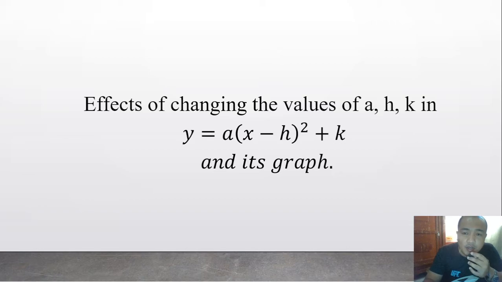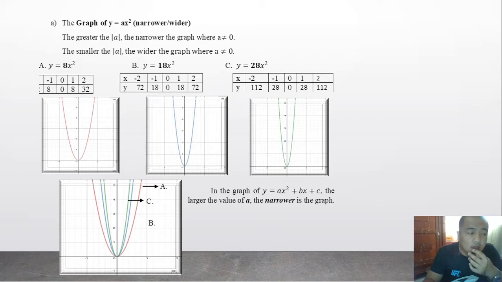Effects of changing the values of a, h, k in y equals a quantity x minus h squared plus k and its graph. We have here letter A. The graph of y equals ax squared, narrower or wider. The greater the absolute value of a, the narrower the graph, where a is not equal to 0. The smaller the absolute value of a, the wider the graph, where a is not equal to 0.